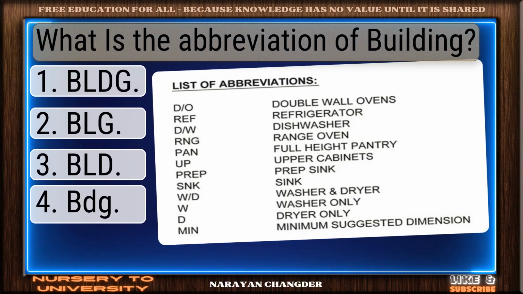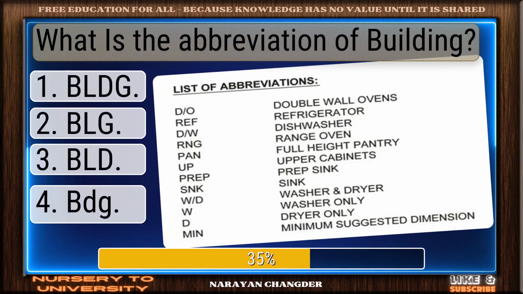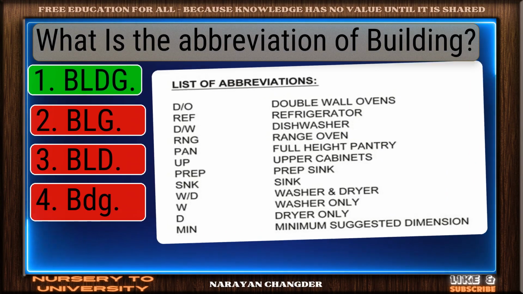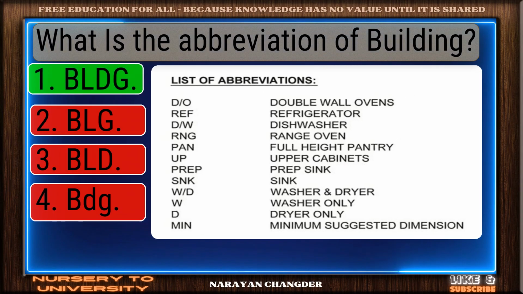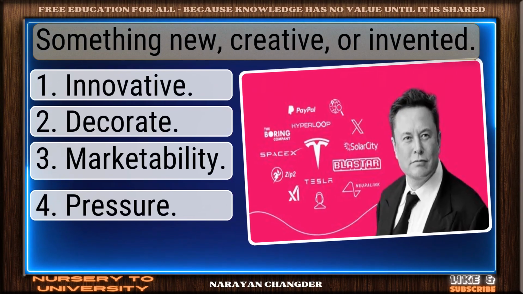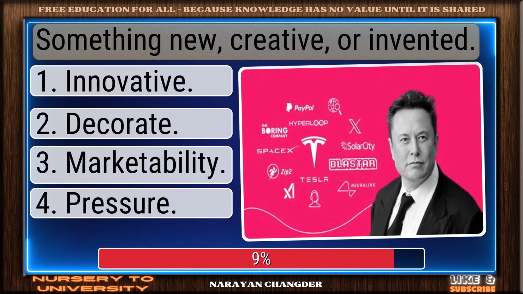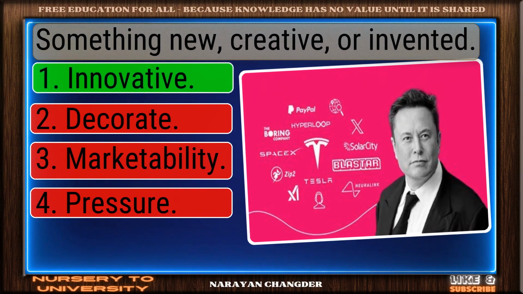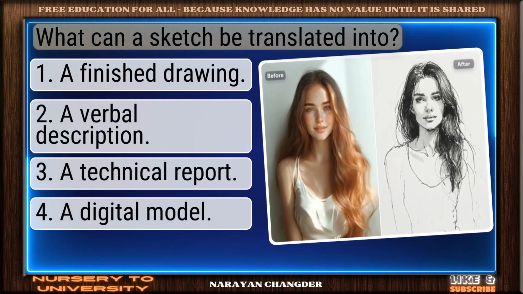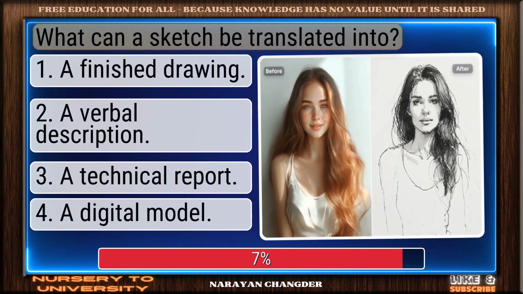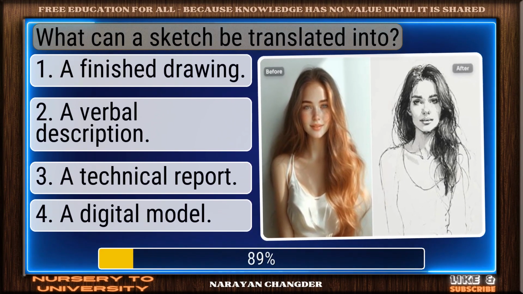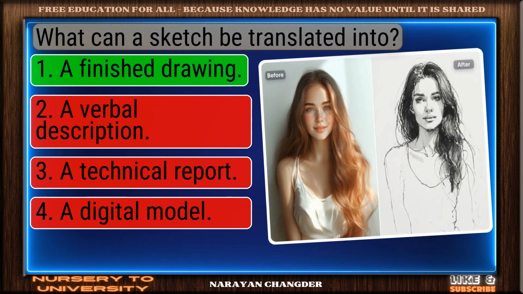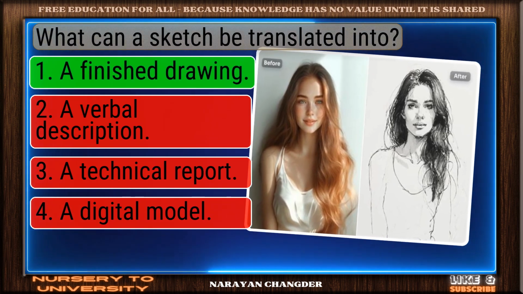What is the abbreviation of building? Great thinking. Bldg is right. Something new, creative, or invented. You chose innovative? Correct. What can a sketch be translated into? Nicely done. A finished drawing is solid.